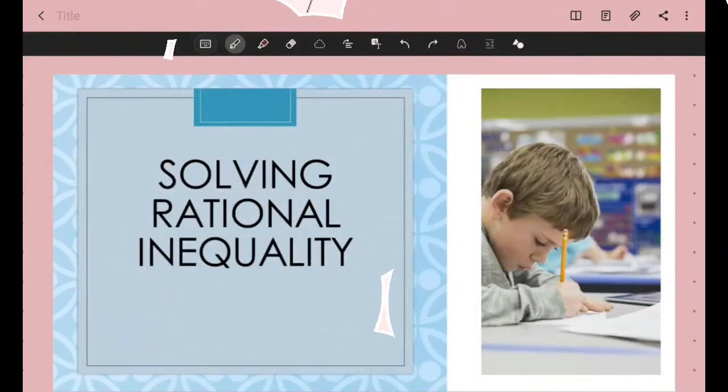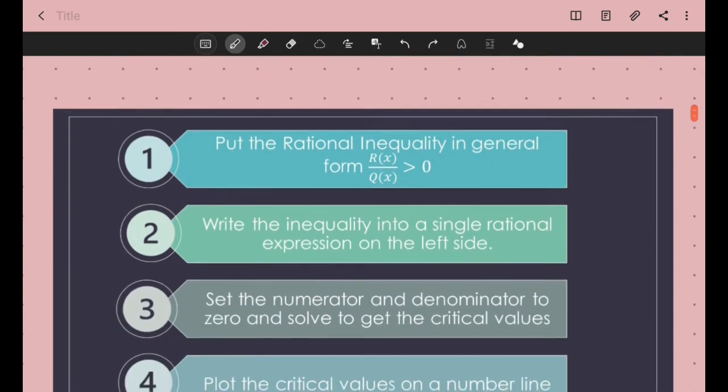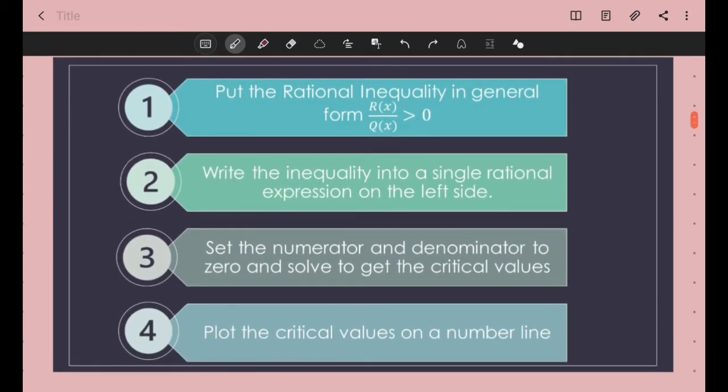Today, students, our lesson for today is solving rational inequality. So in solving rational inequality, we have 7 steps to follow. The first one is to put the rational inequality in general form, which is r of x all over q of x is greater than 0. It may be less than or equal, or greater than or equal to 0, as long as the 0 is on the right side of the inequality and your rational expression is on the left side of the inequality.